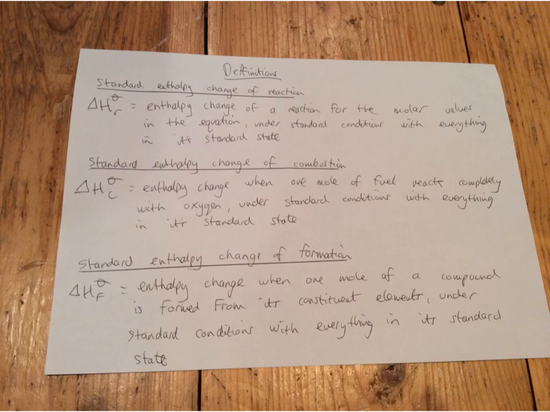Halfway through guys, keep on going. Remember that little theta sign, the little 0 with a line through it, that means under standard conditions. So if ever you've got that, you've got 298 Kelvin, or 25 degrees C, 1 atmosphere, and if you've got solutions, they should be 1 mole per decimetre cubed. And then everything's in its standard state, as the definition says.